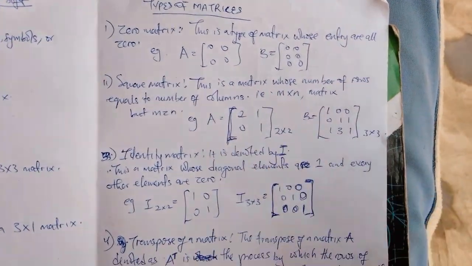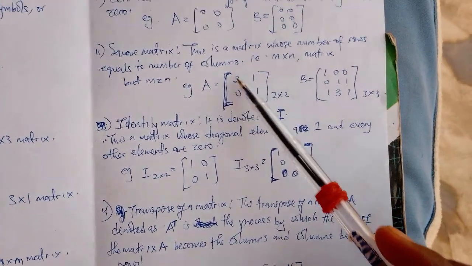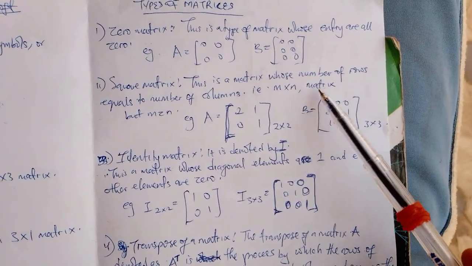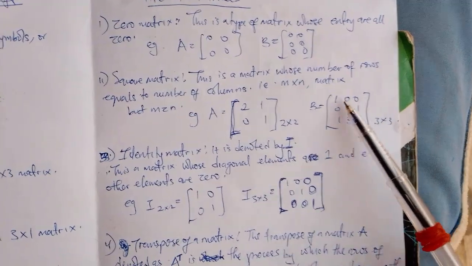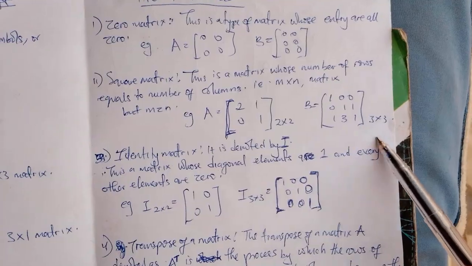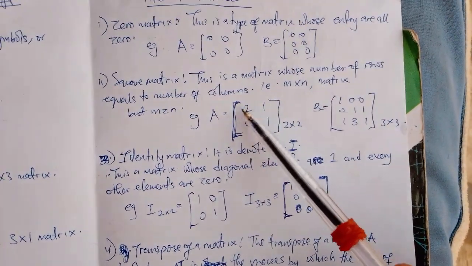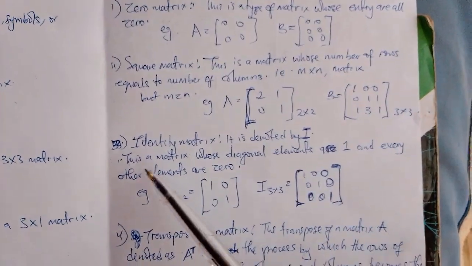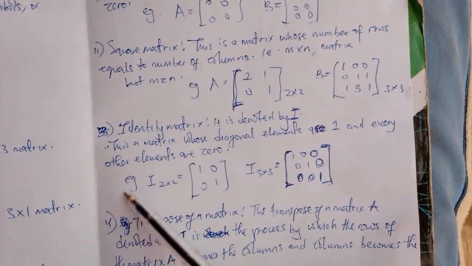Alright, so let's look at the identity matrix. You look at it, you have A here, you have 2 rows and 2 columns, so it's a 2 by 2 matrix. You have 3 rows, row 1, row 2, row 3, and 3 columns, column 1, column 2, column 3, which becomes a 3 by 3 matrix. This one is 2 columns and 2 rows, so it becomes a 2 by 2 matrix.